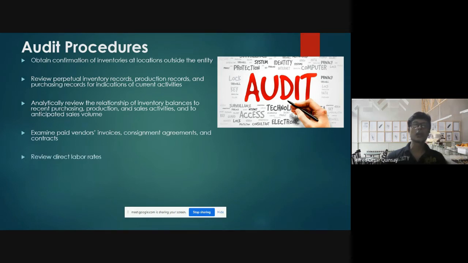Okay, and then review direct labor rates. Yan, kasi ang inventory, especially yung finished goods, hindi magiging finished goods yan pagka walang gagawa, pagka walang labor. Of course, this is an assertion dun sa accuracy ng inventory.